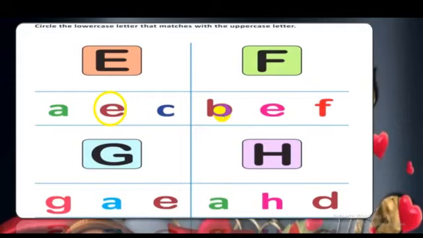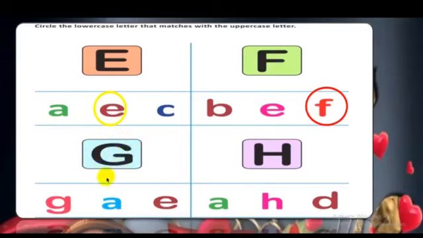No, miss, this is lowercase b. Is this lowercase f? No, miss, this is lowercase e. Okay, is this lowercase f? Yes, miss. This is lowercase f and this is uppercase F. Good job, well done.